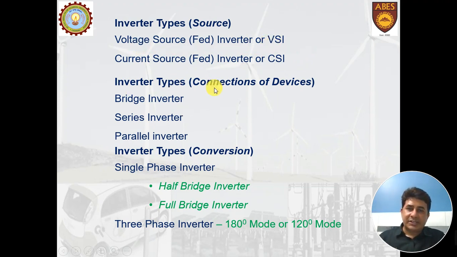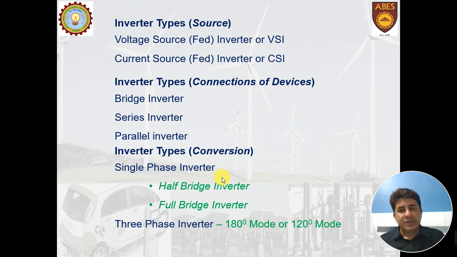Inverters can also be classified based on the connection of devices. If the devices are connected in different fashion, they configure different inverters. There can be three types: bridge inverter, series inverter, and parallel inverter.